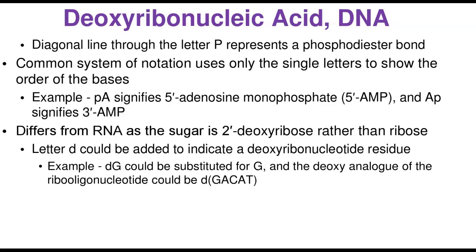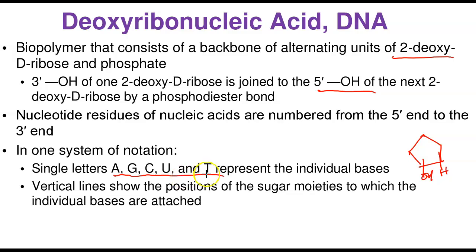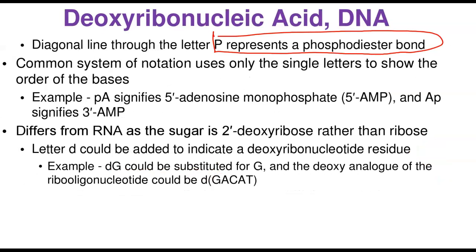Now, the diagonal line through the letter P represents the phosphodiester bond. Remember, that bond that is being formed that holds them together is what we call the phosphodiester bond. So a common system of notation uses only single letters to show the order. Like I told you, some of them use single letters A, G, C, U, T. And then an example would be pA, which means the 5' end of adenosine monophosphate. That's exactly what this means.